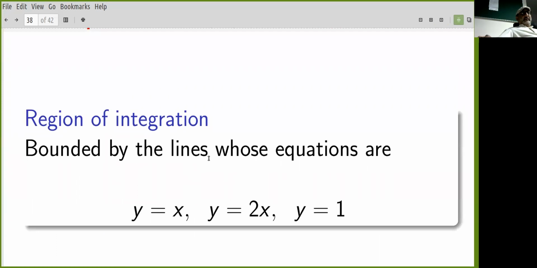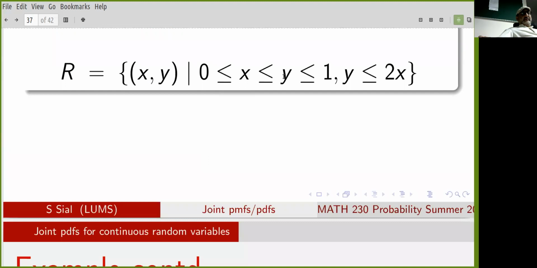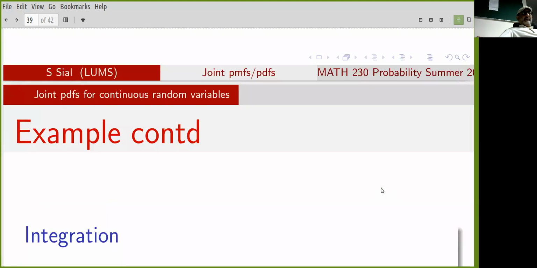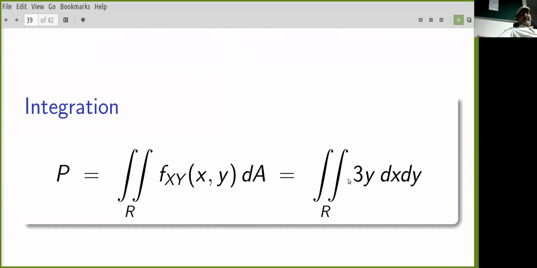Okay. And if you look here, there's a boundary at y is equal to x. There's a boundary at y is equal to 1. There's a boundary at y equals 2x. There's a boundary at x is equal to 0. Okay. So you think about these lines which bound the region of the integration. And then if you integrate over that region, the PDF takes the value of 3y.